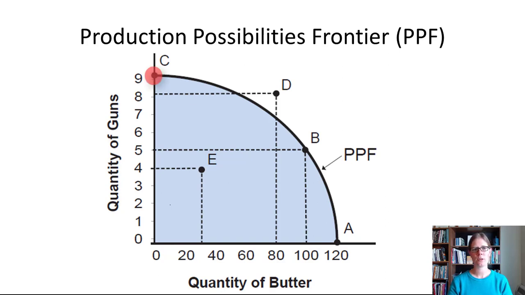So we'd produce 9 units of guns and no butter. If instead we used all of our resources efficiently to produce butter, we could produce at point A 120 units of butter and no guns. The curved line between those 2 points shows all the possible combinations of guns and butter that we could possibly produce if we use our resources as efficiently as possible.